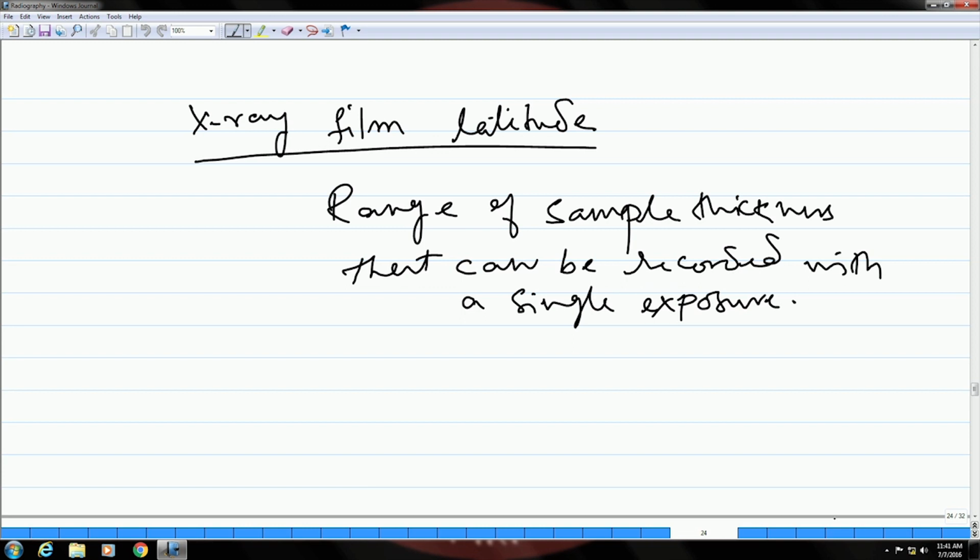Okay, so these are the different properties of the film which control the quality of the image, which finally forms on the film. Okay. And with this we come to the end of today's lecture.